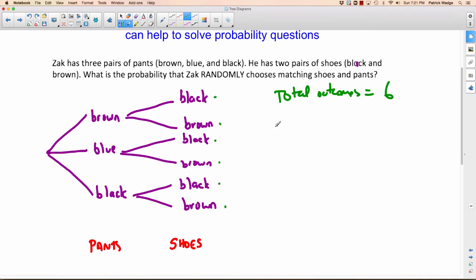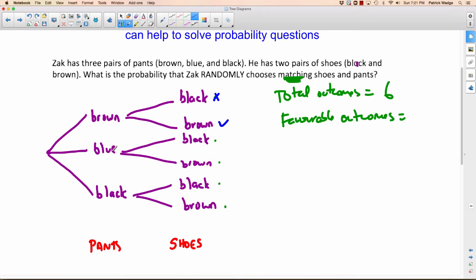Okay, now what we want to know is what's the probability that Zach randomly chooses matching shoes and pants. So we want to figure out the favorable outcomes. Favorable outcomes. Okay, so is this favorable, this first one? This is brown pants, black shoes. That's not favorable. It's not the same color. How about this one? Brown pants, brown shoes. That's a match. Great.